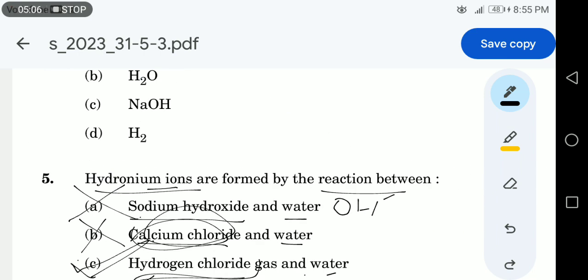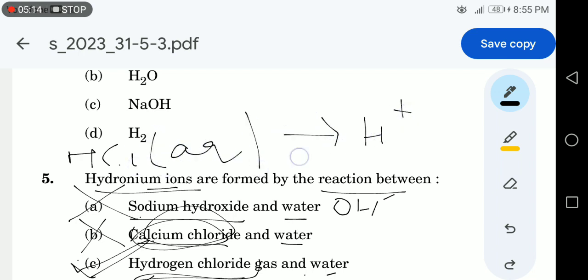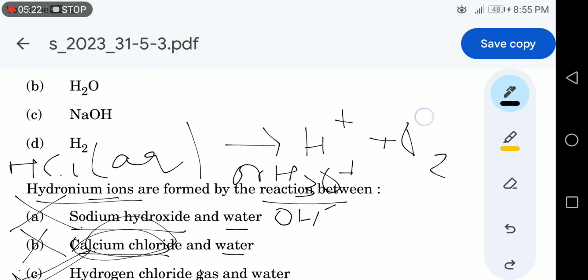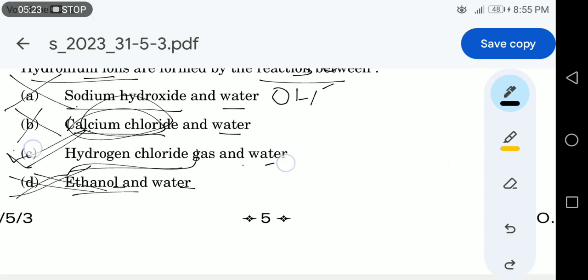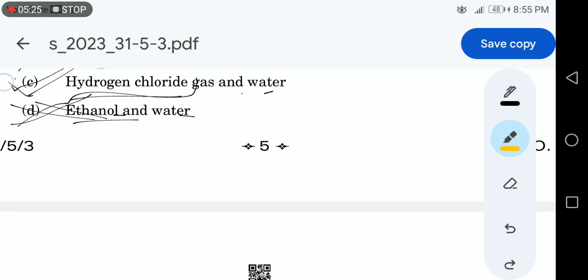We have studied that. So HCl, in aqueous solution, we get H plus ions or H3O plus ions, and we get chlorine minus ions. So the answer to this question is option C.